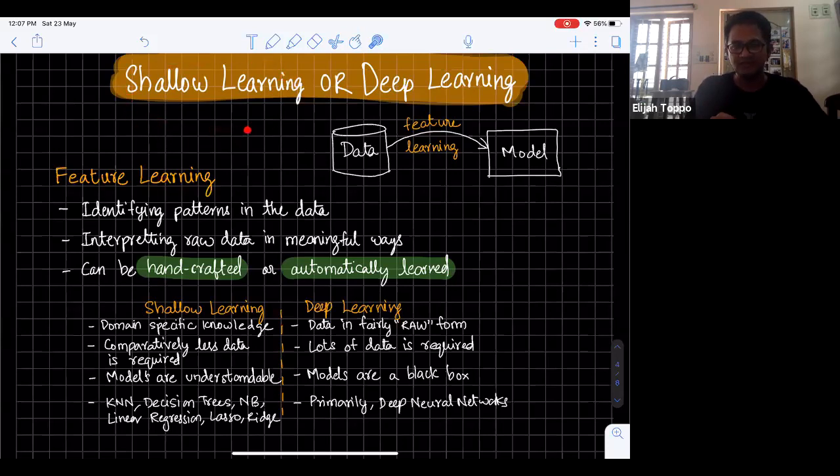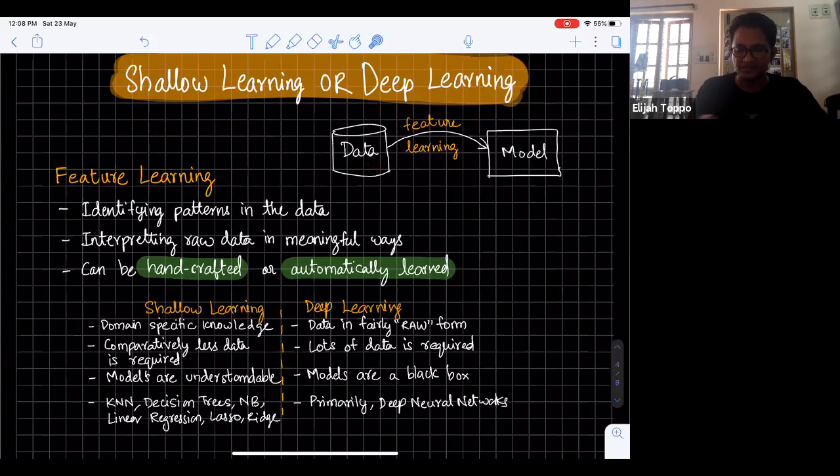Okay. Deep learning is when I don't even do that, when I don't discuss with the domain expert and I allow my model to learn how to extract features from the data itself. So even this part where we are not taking help from a domain expert, we are allowing the model itself to learn from the data what features are to be extracted. That would be something called deep learning.